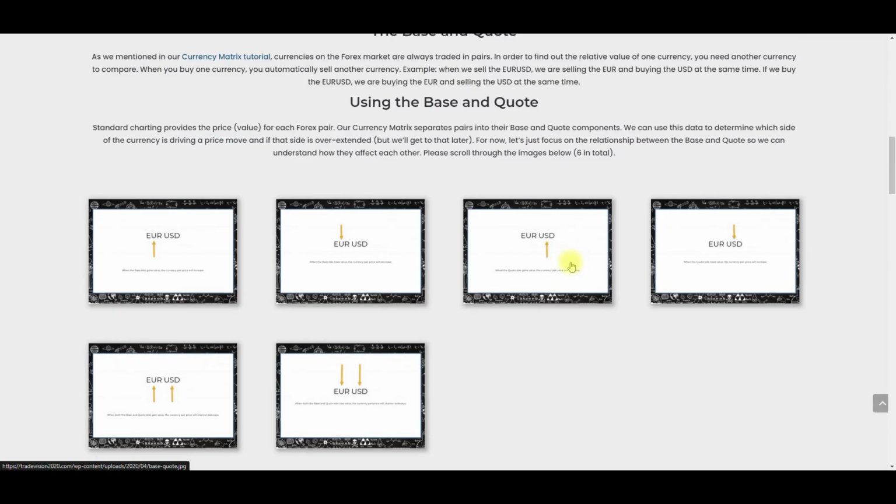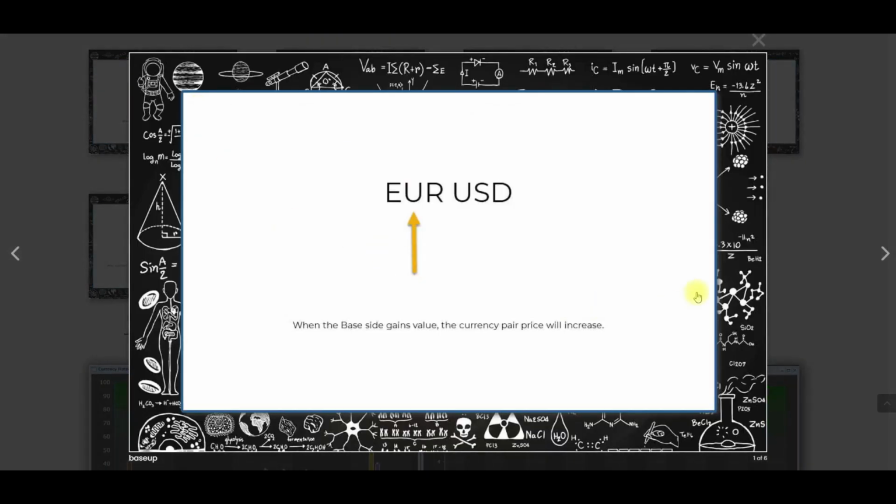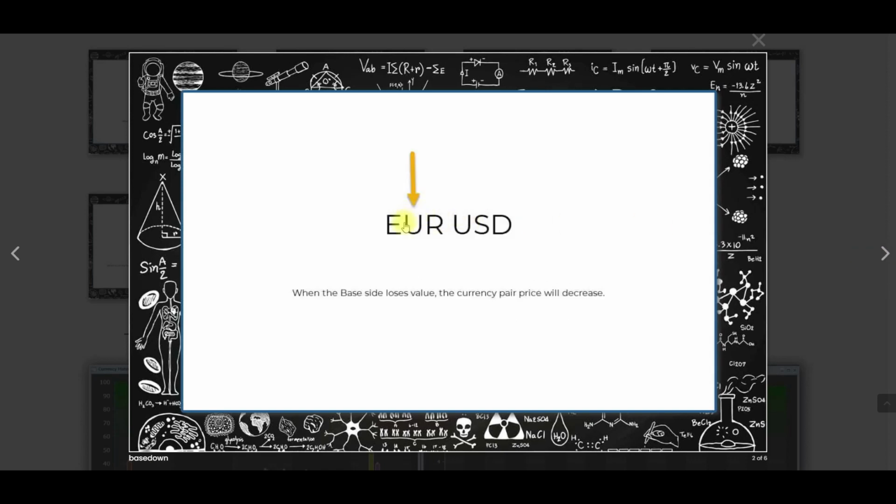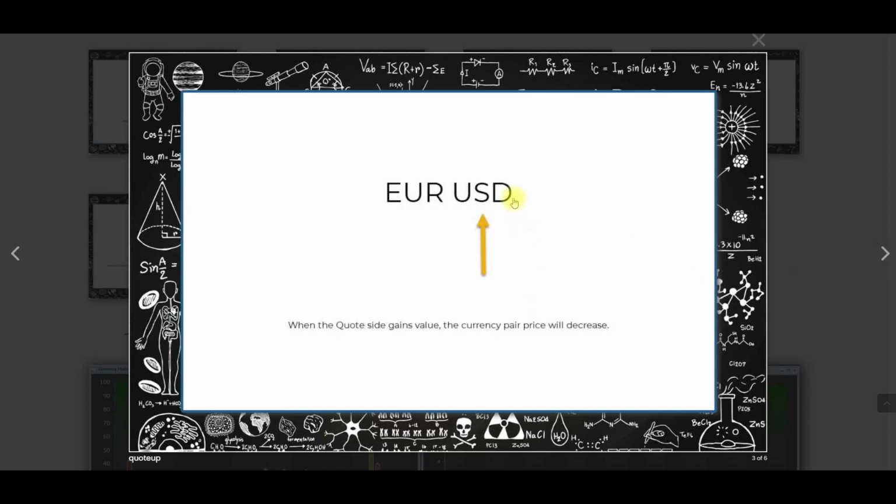The part that's really hard for some traders to understand and get the hang of is how this relationship affects the currency pair. Let me go through this really quick example from the owner's manual to explain. If the base side of the currency is going up, that's going to send the pair up. It's going to increase the overall value of the pair. If the base value is going down, it's going to decrease the overall value of the pair. If the quote side of the currency pair is going up, that's actually going to send the pair down.